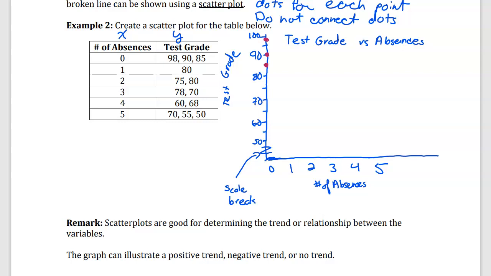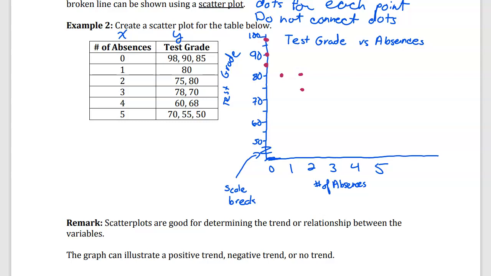Well, notice if I try to draw a line or connect these dots, I'm going to have a straight vertical line with these 3 numbers. And then with 1 absence, I have a grade of an 80. Well, which one of these do I connect to this 80? I don't know. So that's why we don't connect these dots, okay? They're not corresponding to each other at this point. At 2 absences, we had a 75 and we had an 80. Again, do I go over and down or do I go down and up? So again, we don't try to connect these dots.